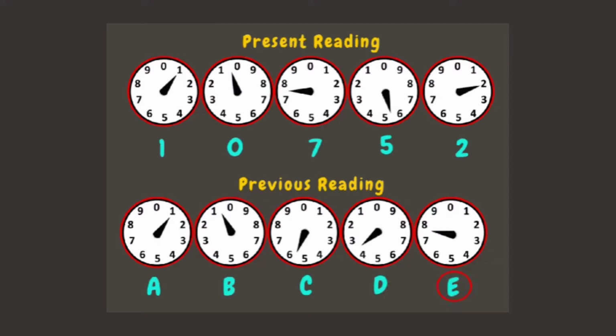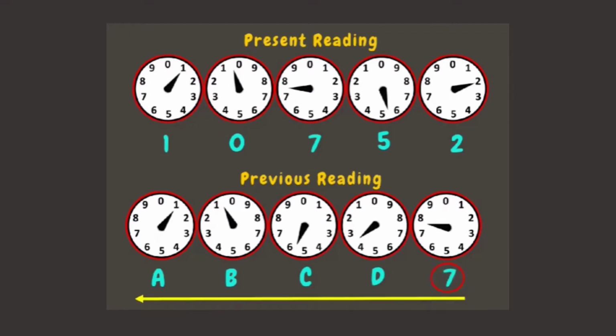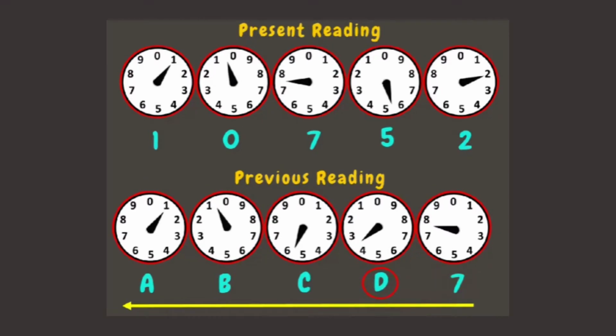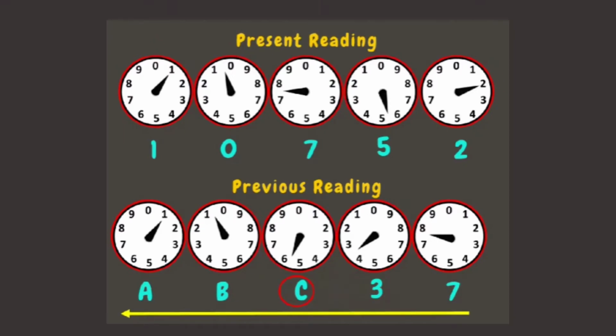Again, we have to read from right to left, which is from dial E to dial A. First, let's read dial E. The pointer points between 7 and 8, so we will record the smaller number, which is 7. In dial D, the pointer points between 3 and 4, so we are going to record the smaller number, which is 3.